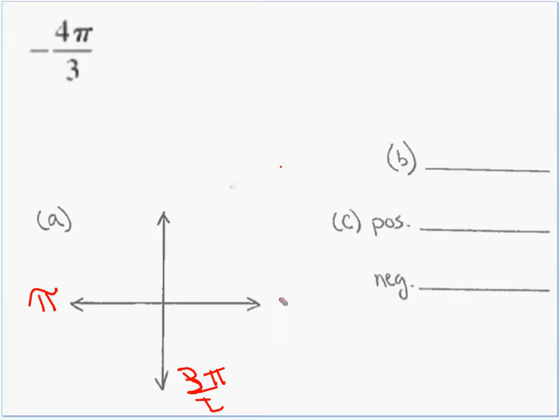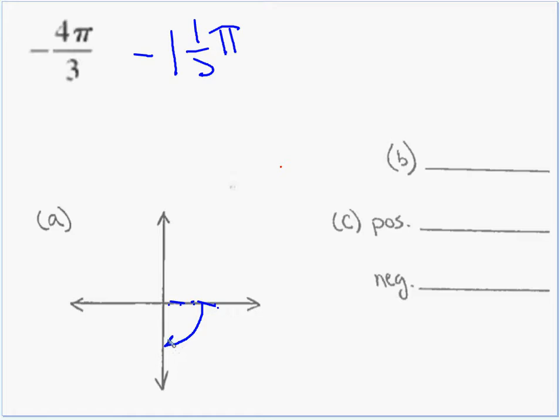Now be careful here because we are going in the negative direction. So negative 4/3 pi is the same as negative 1⅓ pi. So we're going to start here on our initial side, and this angle will open clockwise. So this would be negative 1/2 pi, negative 1 pi. If we go here to negative 1½ we've gone too far. So here's our negative 1 pi, and then another third is going to put us here into this quadrant. And for the answer to part B, that is quadrant 2.